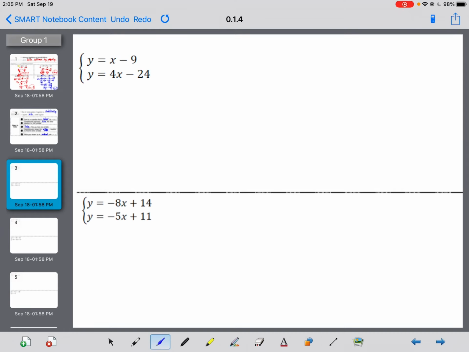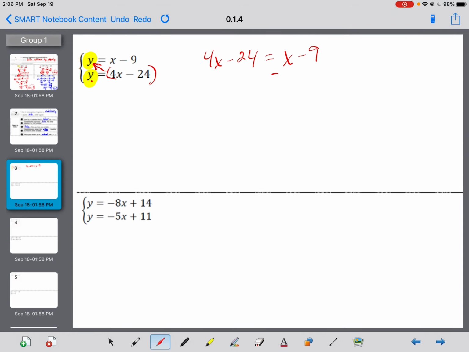So let's go ahead and see how that works. All right, we've got y equals x minus 9, and we've got y equals 4x minus 24. So let's switch back to red just because I like the way it looks. This equation equals y. That equation equals y. So that means that I can plug this whole thing into that equation for that spot. Because if y is equal to 4x minus 24, then I can put a 4x minus 24 anywhere I have a y. So that's exactly what I'm going to do. I'm going to put 4x minus 24 on this side and then leave the x minus 9 on that side.